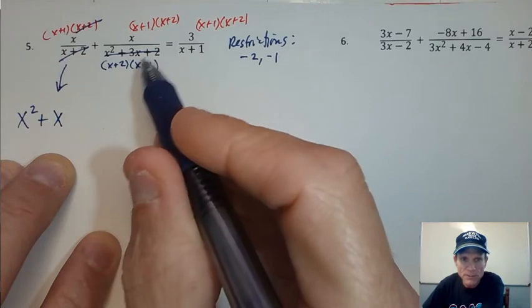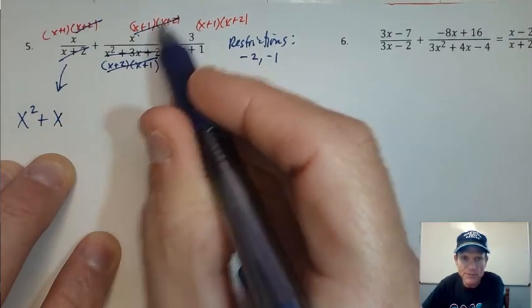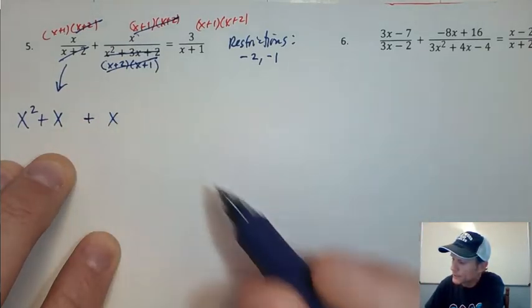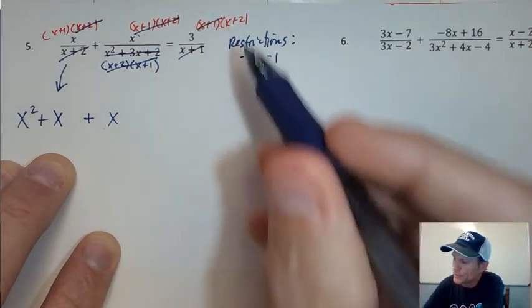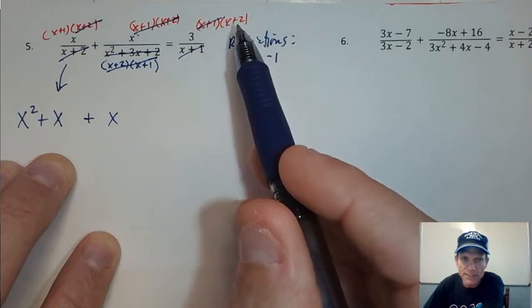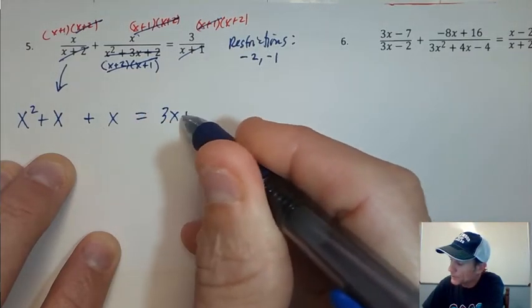Okay, this middle sector is pretty nice. This all cancels and this all cancels, so the only thing left is this x. So I have plus x. And then here, the x plus 1 cancels, so I have 3x plus 6. So I have my equal sign, 3x plus 6.